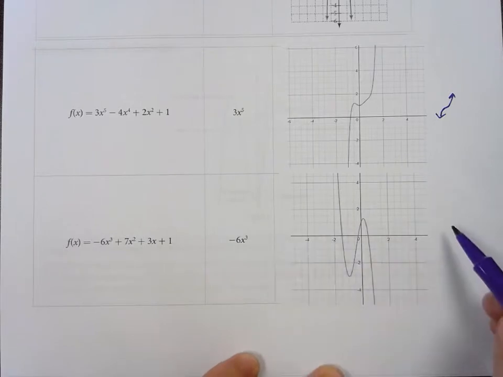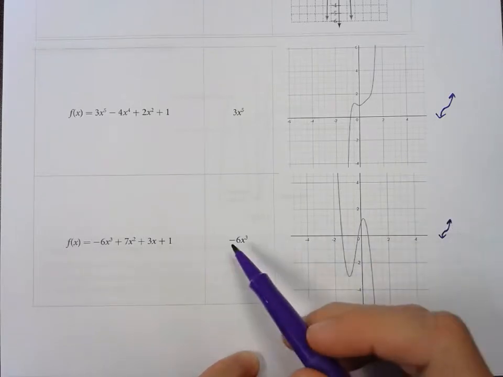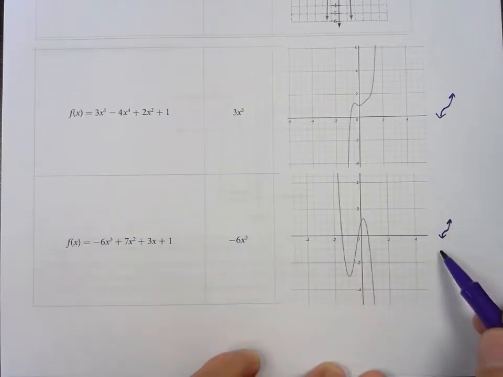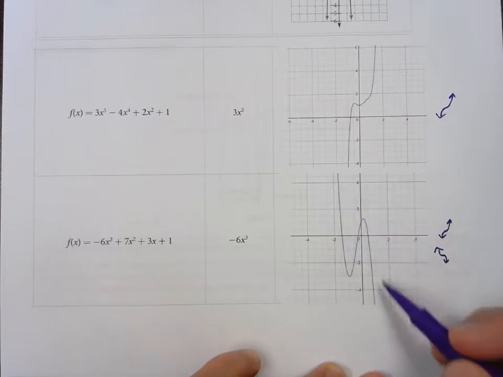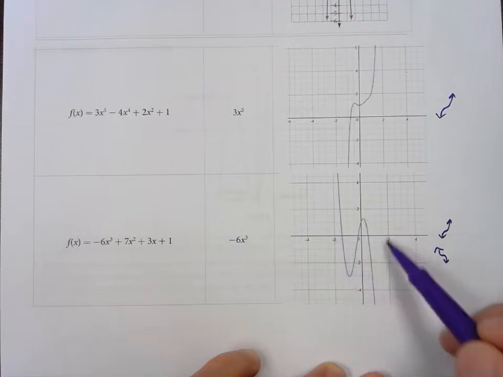It is again S-shaped. However, the leading coefficient is negative, which means it flips over. So you can see how it goes up on the left and down on the right this time, and in the middle does some kind of crazy stuff.